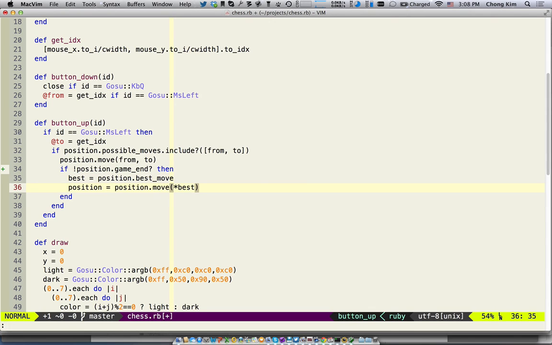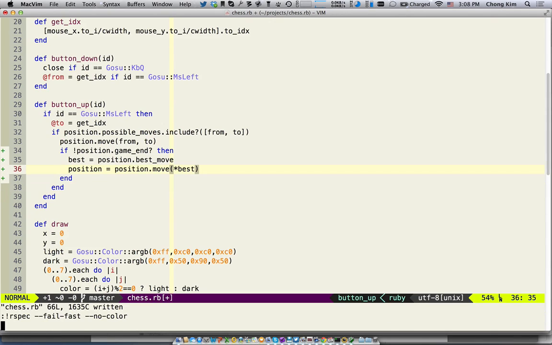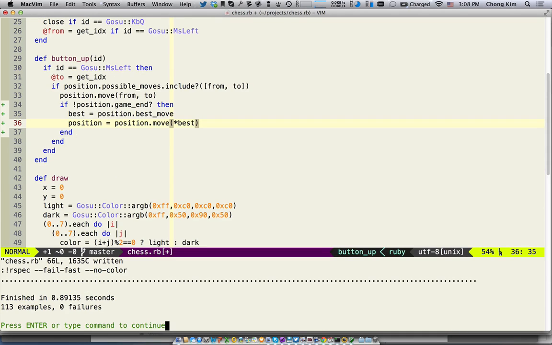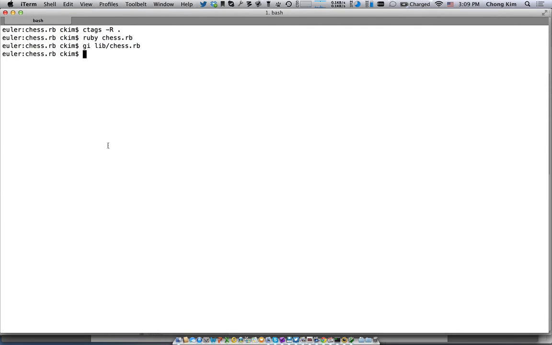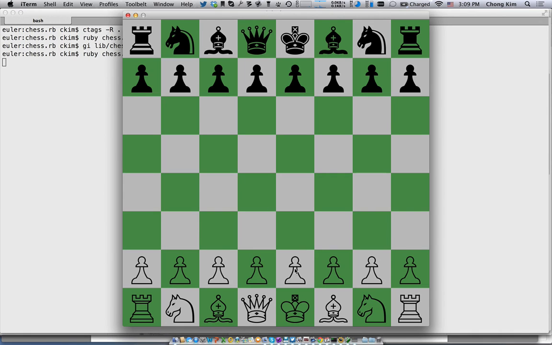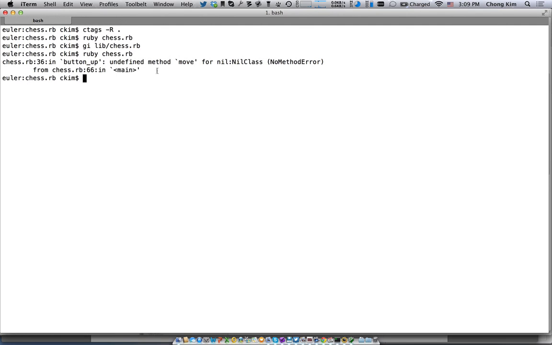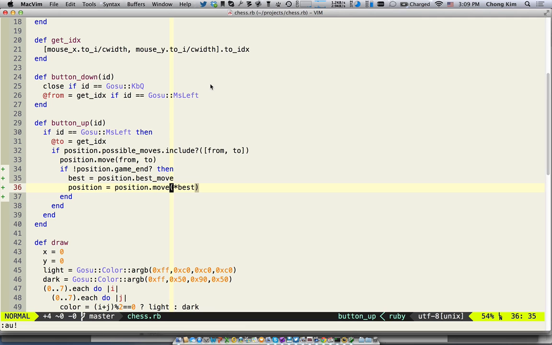Okay, all right, so let's see how this works. I don't need to run the tests anymore, so I'm just going to disable that. Okay, and let's go to here and just run it. All right, so now when I make a move, I'm going to expect the computer to make a move. Interesting. Oh, undefined method move for nil class.